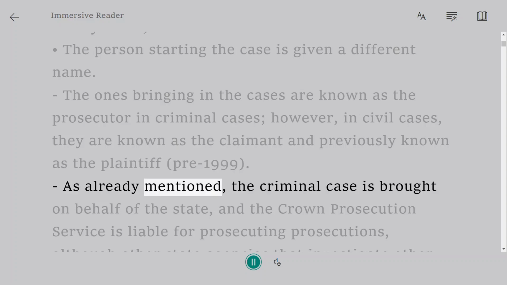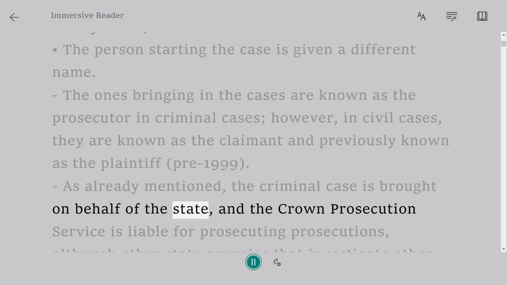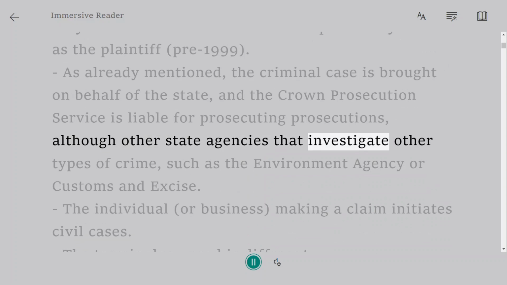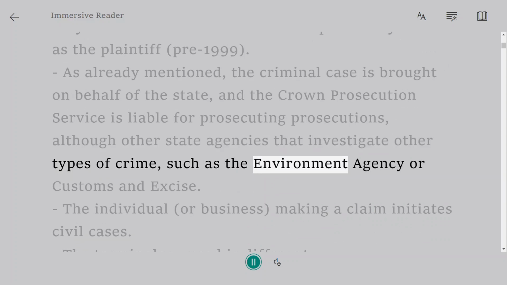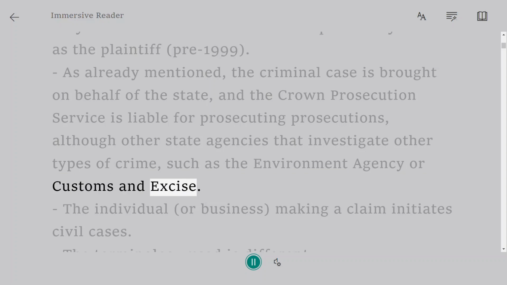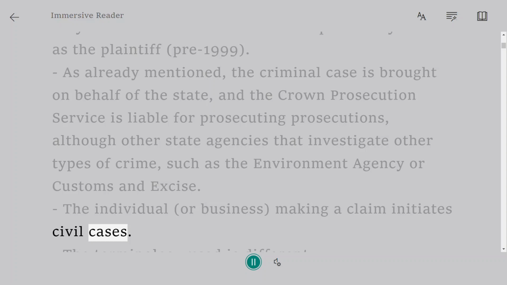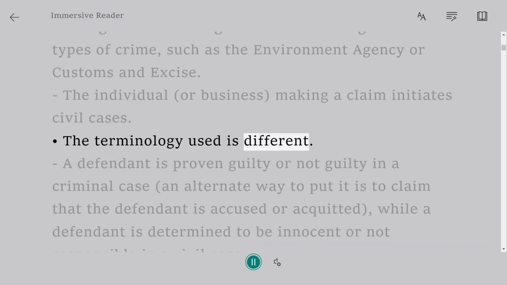As already mentioned, the criminal case is brought on behalf of the state, and the Crown Prosecution Service is responsible for prosecutions, although other state agencies investigate other types of crime, such as the Environment Agency or Customs and Excise. The individual, or business, making a claim initiates civil cases. The terminology used is different.